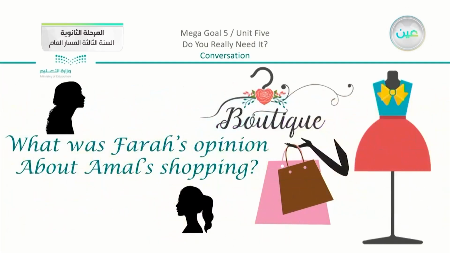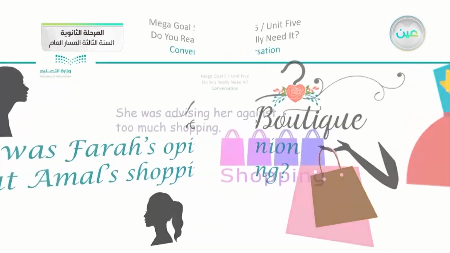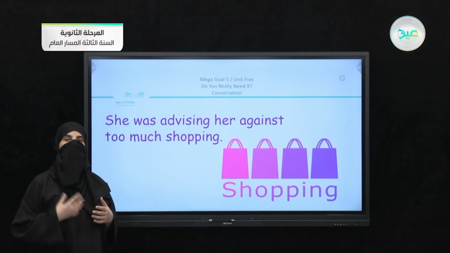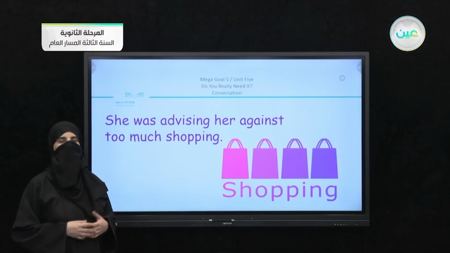Now let's just see what we have here in the conversation. So you can see that we do have someone who loves shopping. Now what was Farah's opinion about Amal's shopping? So Amal likes to shop, and Farah does have an opinion about her shopping. She was advising her against too much shopping. Did she agree with her? No. She actually gave her some advice not to shop too much.